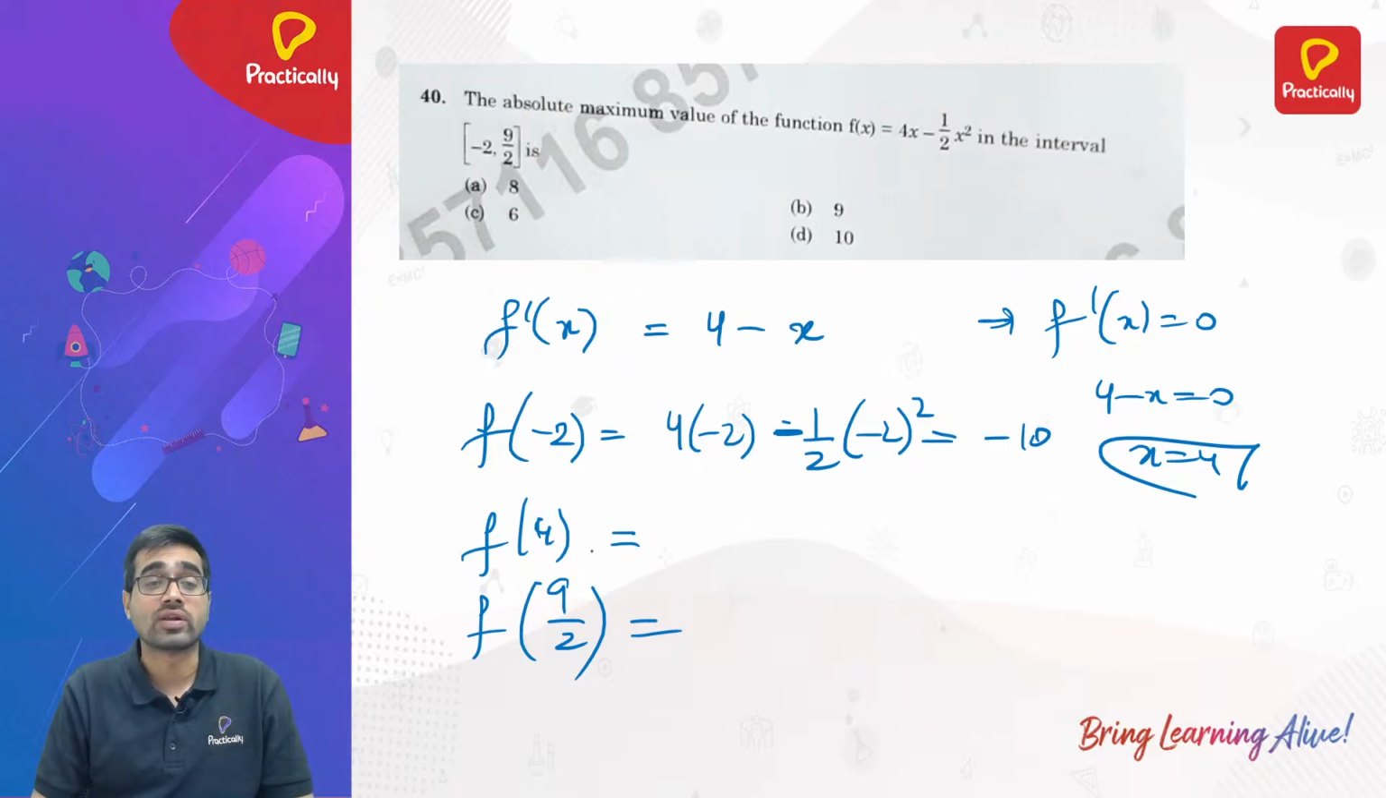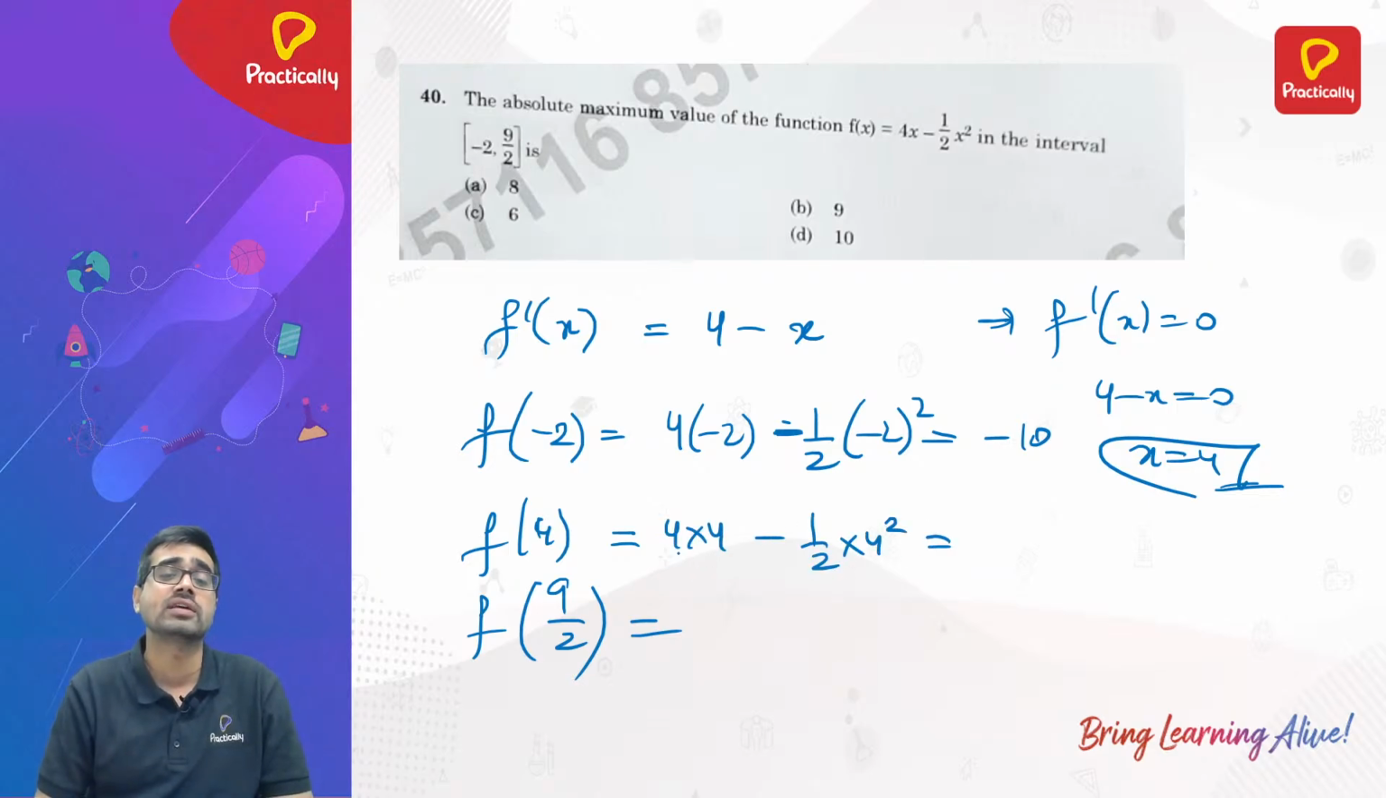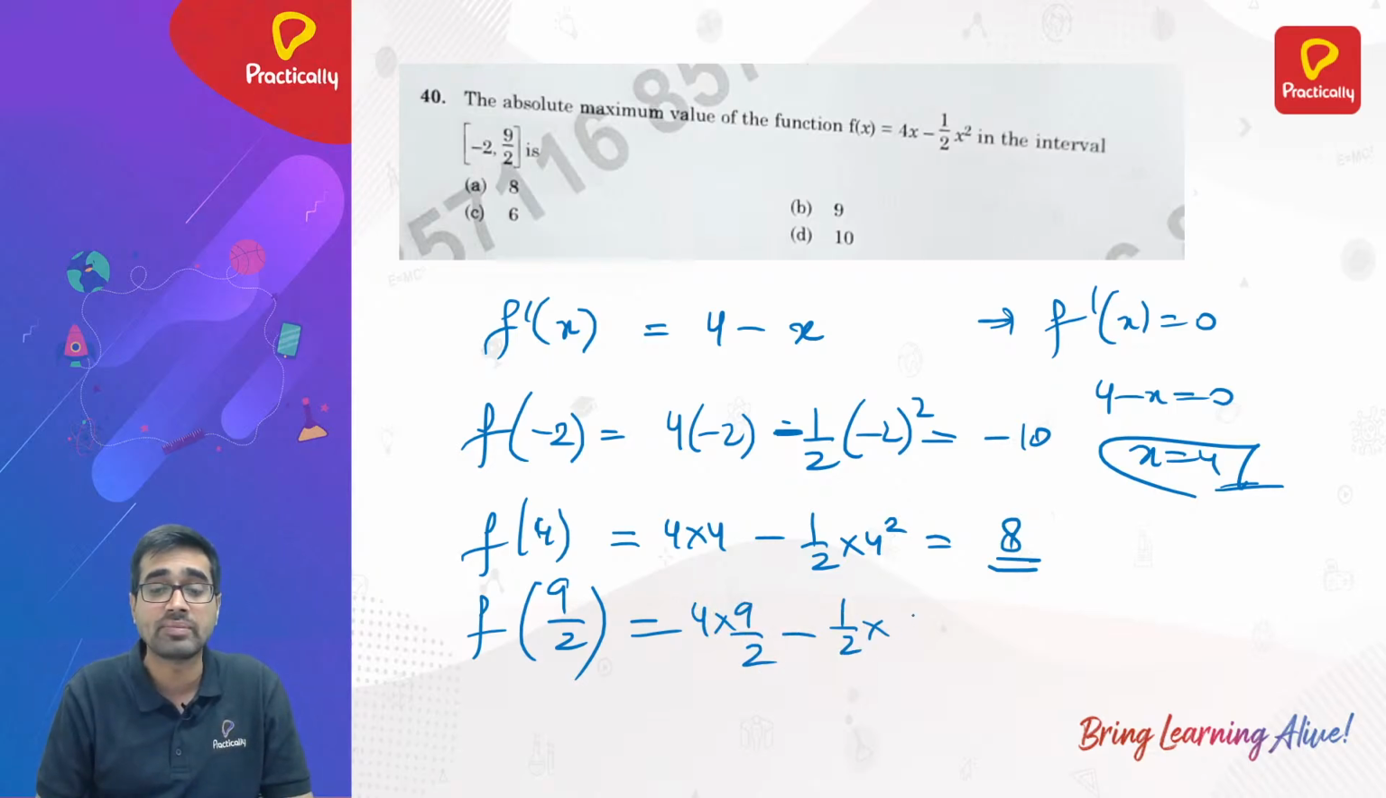So f of 4 is the critical point of maxima. Let's put, so 4 times 4 minus half times 4 square, 16 by 2 is 8, 16 minus 8 is 8. I got 8. This seems to be maximum. But can 9 by 2 beat it? Let's see whether 9 by 2 can beat it. I'm writing directly. I get 18 minus 81 by 8.